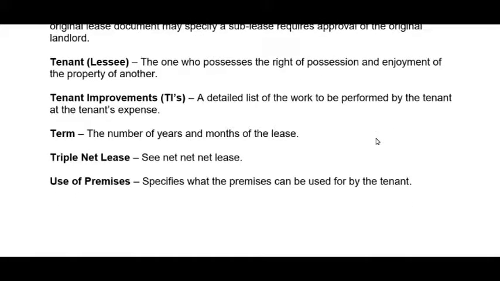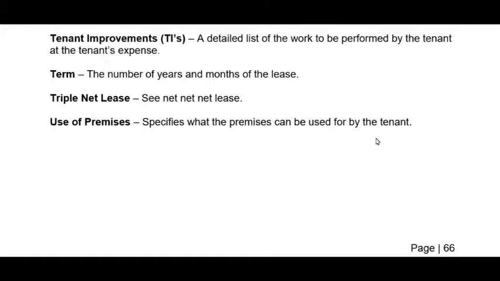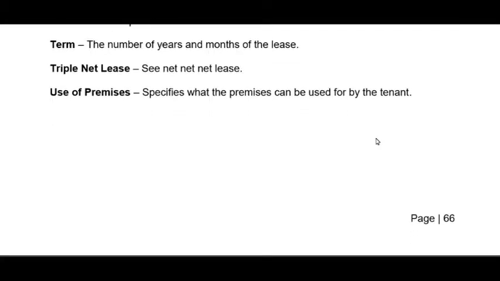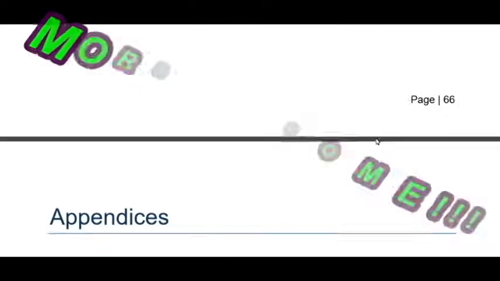Tenant, lessee, the one who possesses the right of possession and enjoyment of the property of another. Tenant improvements, TIs, a detailed list of the work to be performed by the tenant at the tenant's expense. Term, the number of years and months of the lease. Triple net lease. See net lease. Use of premises. Specifies what the premises can be used for by the tenant.